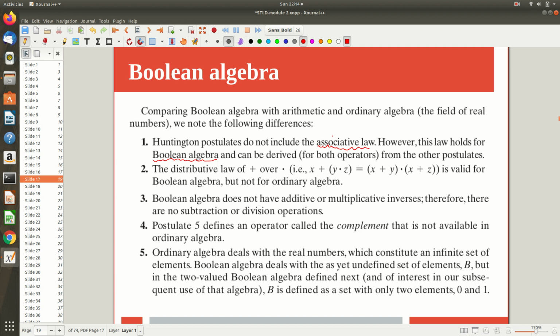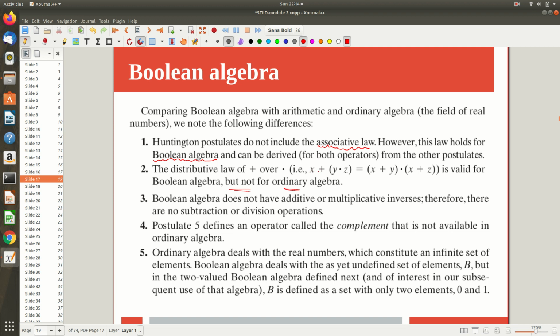So that about it. And you can see this is something I was repeatedly asking you to try by yourself. Distributivity of plus over dot is valid in Boolean algebra, but it is not valid for ordinary algebra. You can take some example and verify.